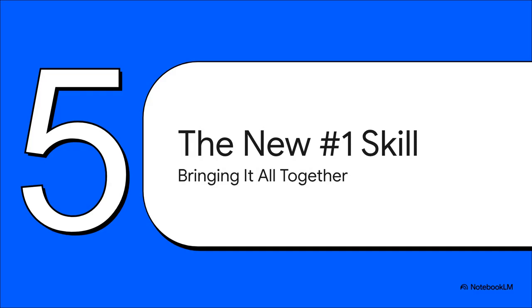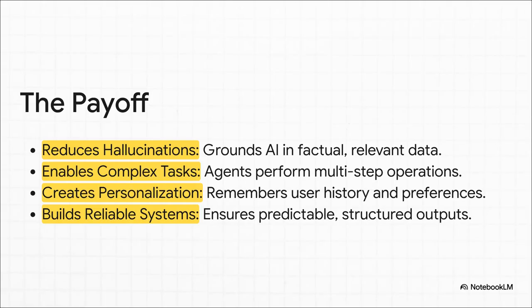So let's pull this all together. We've got our 4 strategies: write, select, compress, and isolate. But why does mastering this stuff really matter so much? What's the big payoff? Well, the payoff is massive.